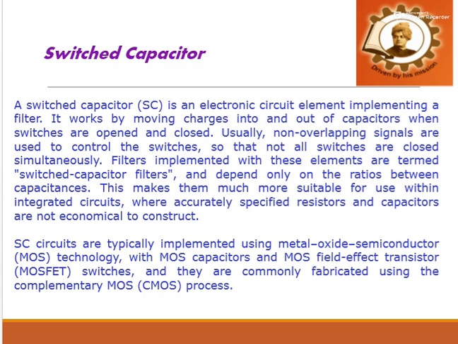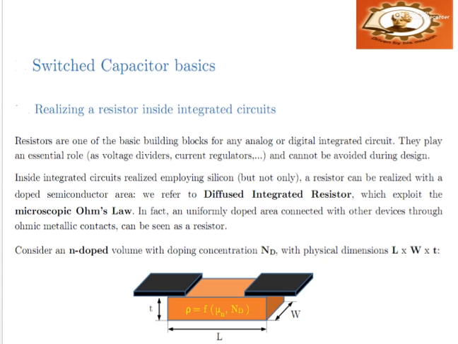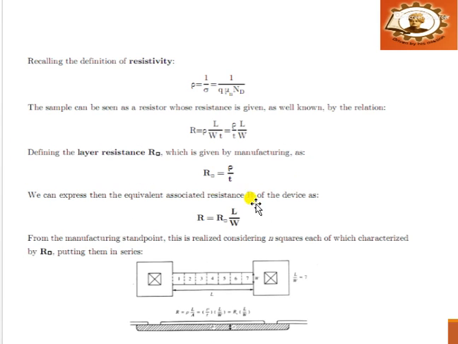But why do we require this switch capacitor? Basically, we can realize a resistance by using a switch capacitor. Here in this figure you can see how resistors are implemented inside a wafer, and how it will take a larger space inside that process, and the value of the resistance is given here. But the problem with this resistance is that it will take a larger space.